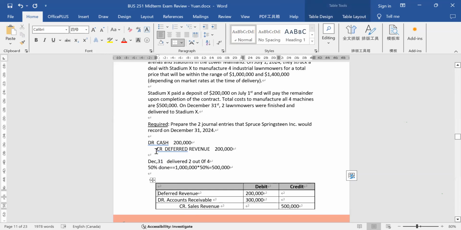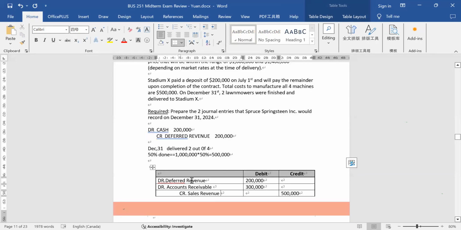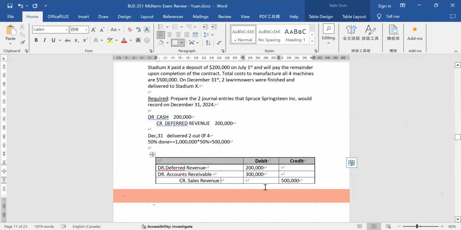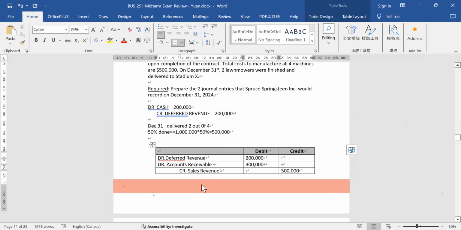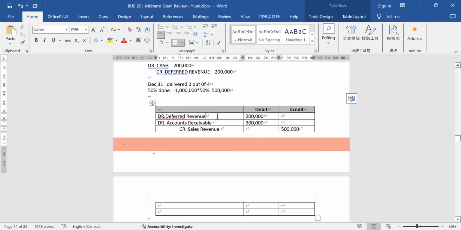Okay, because you used to credit deferred revenue and you have to transfer this part into sales revenue, so you debit here. So in this way, the total debit will equal the credit. Yeah, that's it. And this is the deposit.